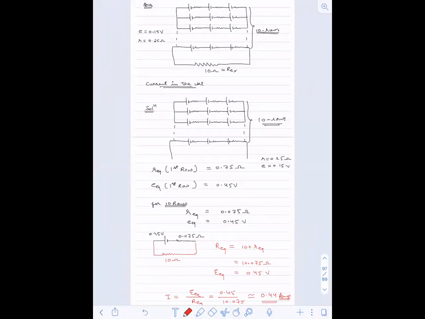Now this topic, the grouping of cells, is done. Tomorrow we'll do more questions on this. And tomorrow I'm going to start voltmeter, ammeter, galvanometer, meter bridge and potentiometer. That topic is very, very important.